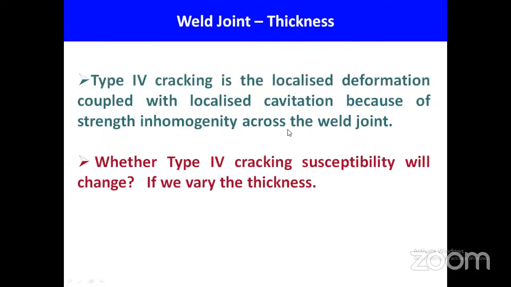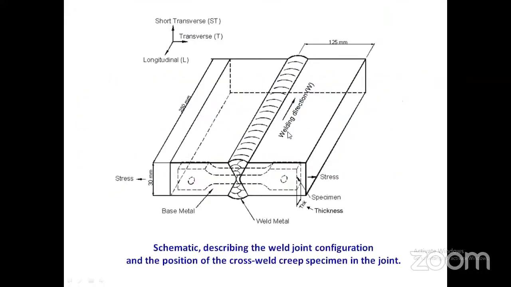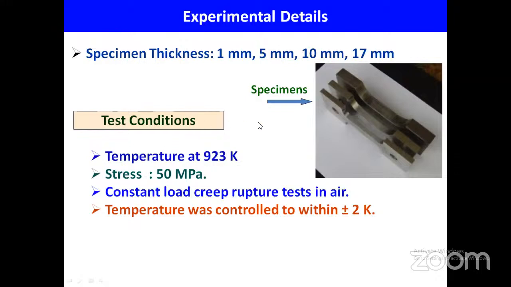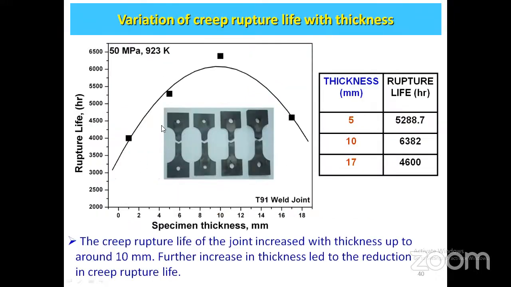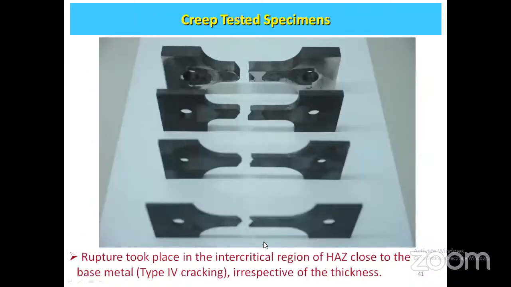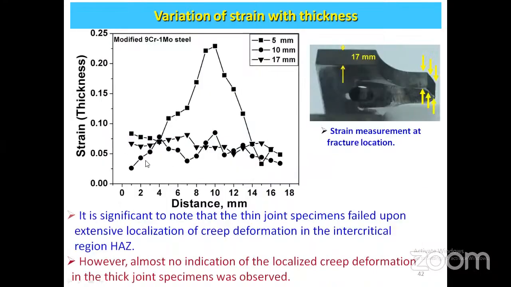If we change the thickness, will it affect the creep strength or not? We changed the specimen thickness, keeping the other parameters constant. It is very significant to note that the rupture life varies significantly with specimen thickness. The very thin and very thick samples showed much lower life, and the 10 mm thickness showed the better creep strength. However, all the samples failed by type 4 cracking. We measured the localized strain at the fracture location: the thin sample showed more strain, and the thick 10 mm sample did not show significant strain.